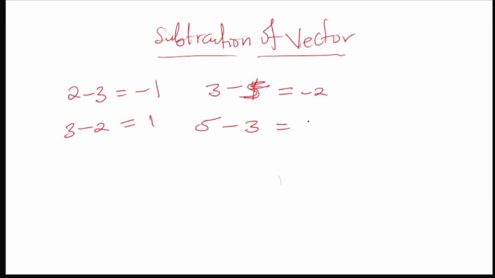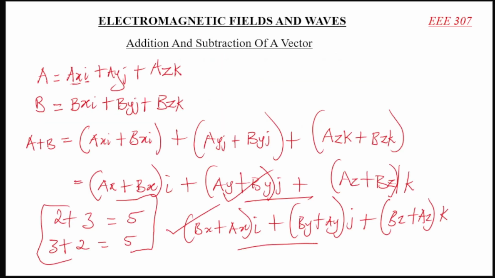This is simply 2. You can see that the value you have here is not the same value you have here. So basically what are you saying? This property, your subtraction of two vectors, is not commutative. Take down: subtraction of two vectors is not commutative, but addition of two vectors is commutative.